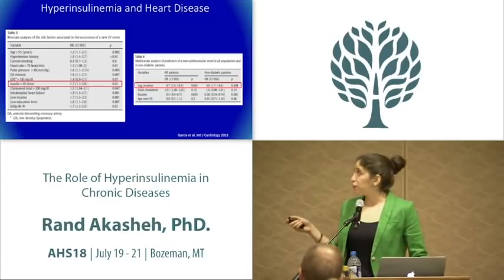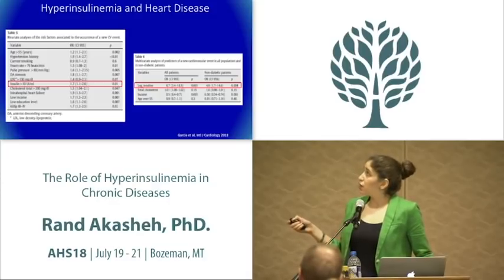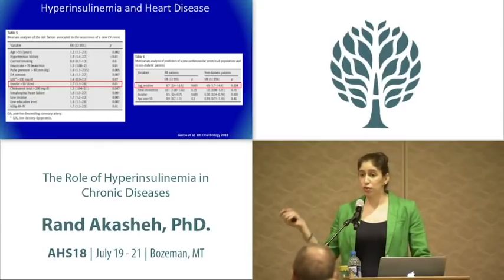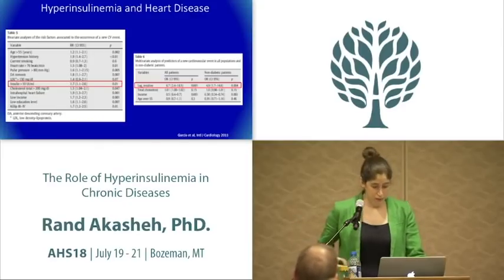Because in the world of epidemiology, a relative risk or odds ratio of 6 and 4 is very high. This is like a 600% increase in the risk.